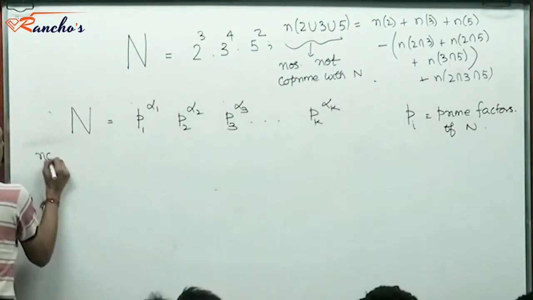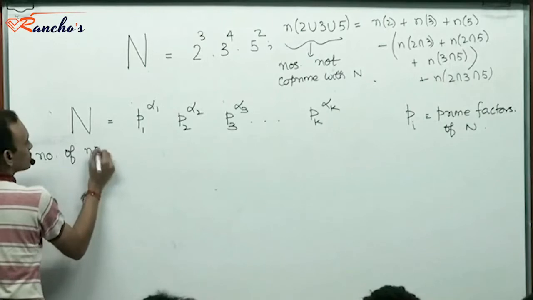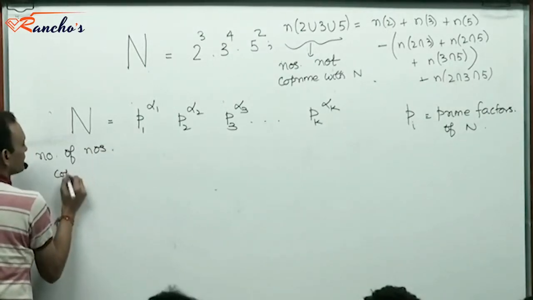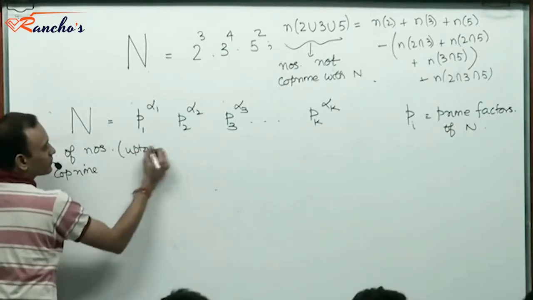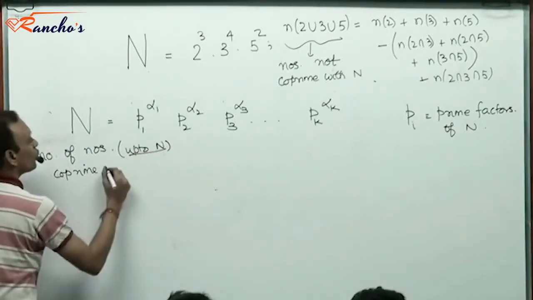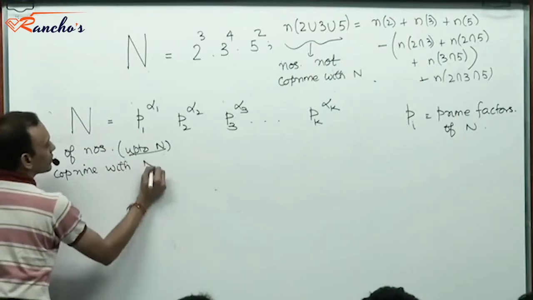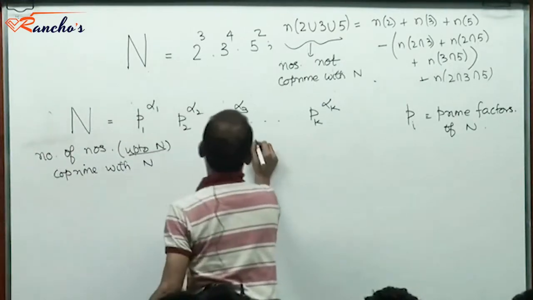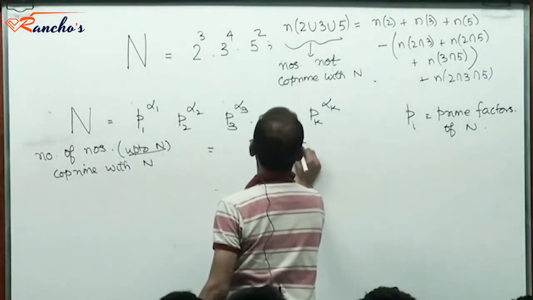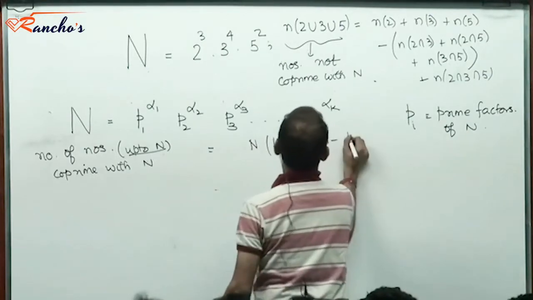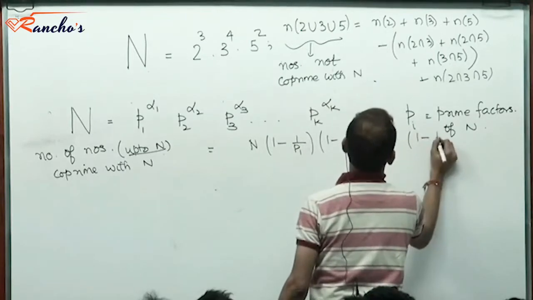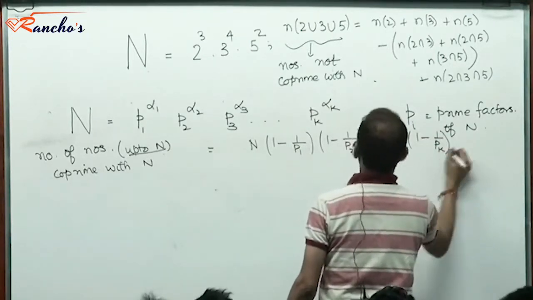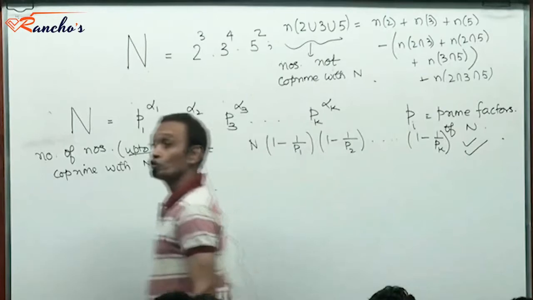Then the number of numbers co-prime with n, up to n, will be n into 1 minus 1 by p1, into 1 minus 1 by p2, 1 minus 1 by pk. That would be the number of numbers up to n that are co-prime with n.